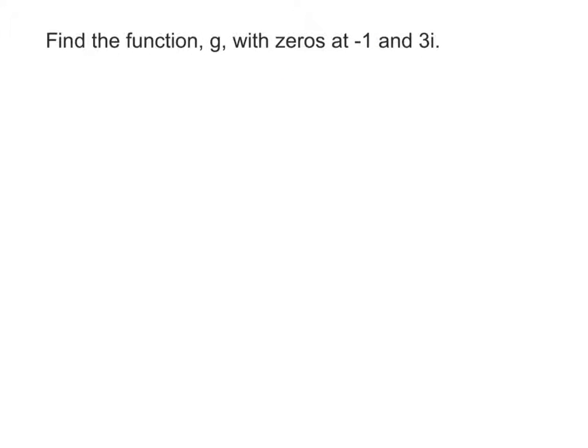Now let's find the function g with zeros at -1 and 3i. Since it's g, we're going to call it g of x. The first zero is at -1, so its factor is x plus 1. The second zero is at 3i, so its factor is x minus 3i. But the problem with that is that if we were to FOIL this out, all of a sudden we have a polynomial that's got i's in it. And that's not a polynomial because it wouldn't have real coefficients. And the thing about polynomials is that these imaginary zeros happen in pairs.